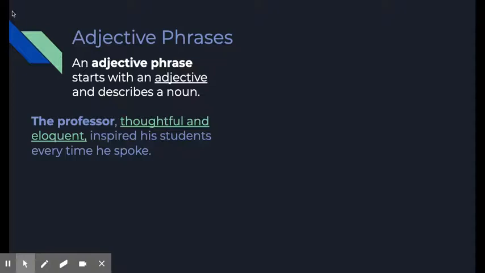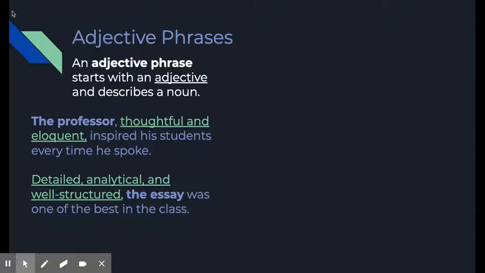And it's actually acting as an interrupting phrase right now because it appears in the middle of the sentence between the subject and the verb, right? So you see how that sentence could have just been, the professor inspired his students every time he spoke, but I interrupted that with the adjective phrase to explain some of the traits that this professor has.